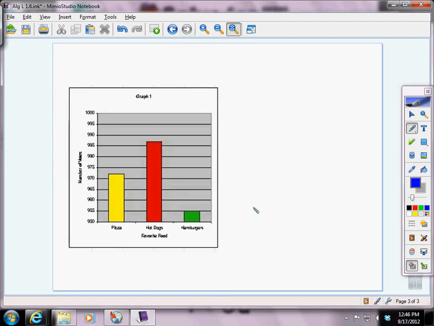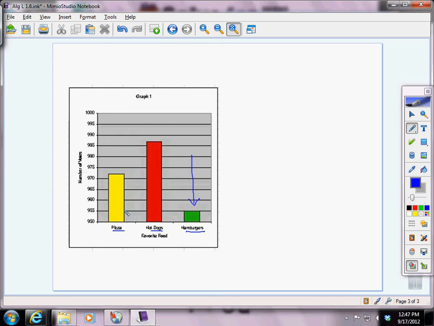Let's take a look at this graph. This graph is displaying some data. I apologize, it's a little hard to read, but it shows the number of voters and their favorite foods. So we have pizza, hot dogs, and hamburgers. If you look at this bar graph, you would say, wow, the least favorite food is hamburgers. And it's not just the least favorite food, it's the least by a lot.